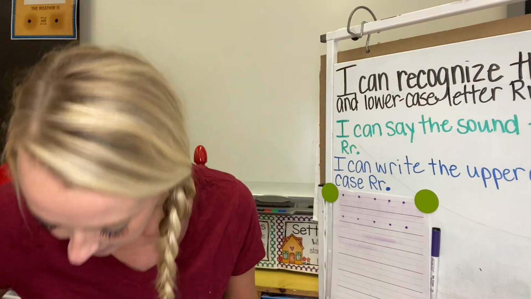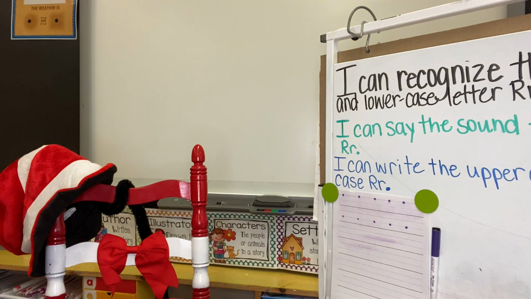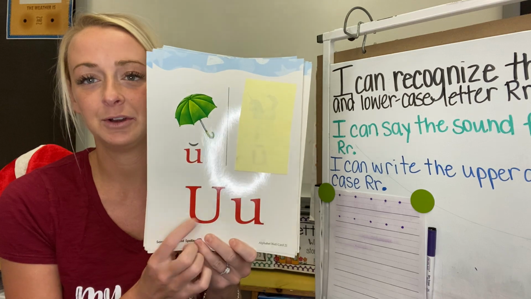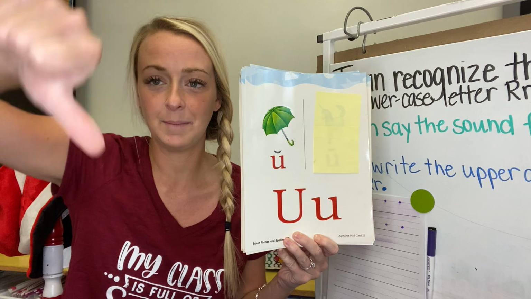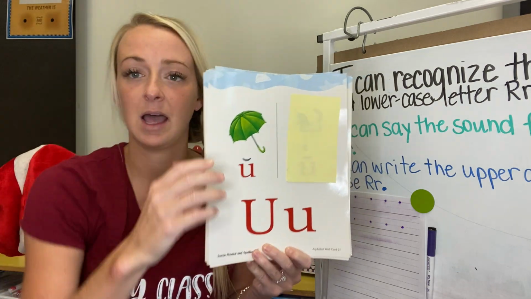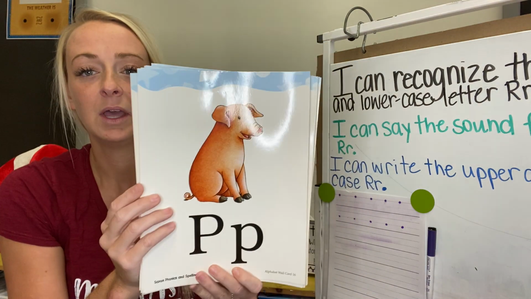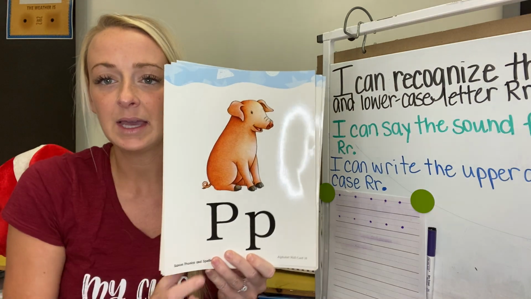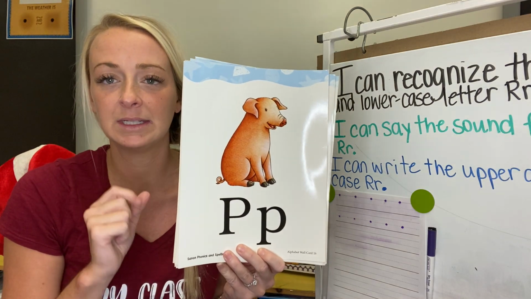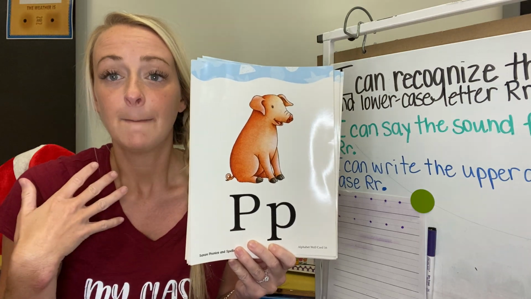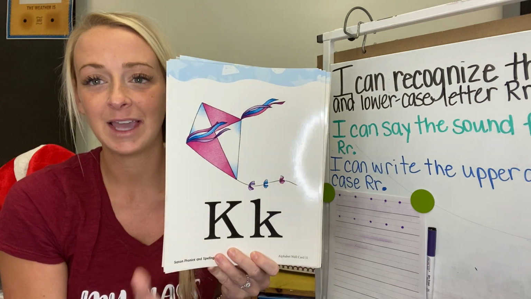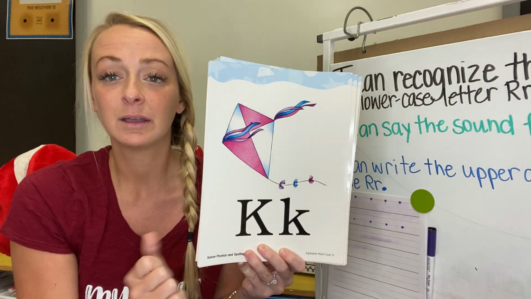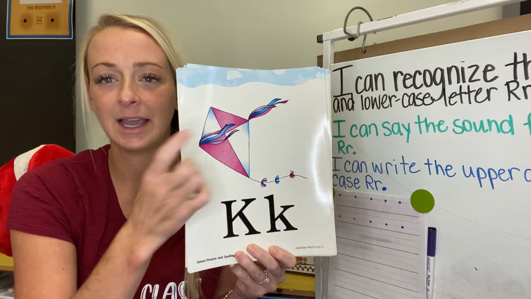Let's go ahead and do a review of all of the letters we have learned so far. We have the letter U, umbrella, and remember we're using our thumb and we are making the letter U, saying up, and umbrella. We have the letter P, pig, and remember, P is a very airy sound. You take a deep breath and blow it out, the letter P. Next, we have the letter K. We have kite, k. Try that one again, kite, k.